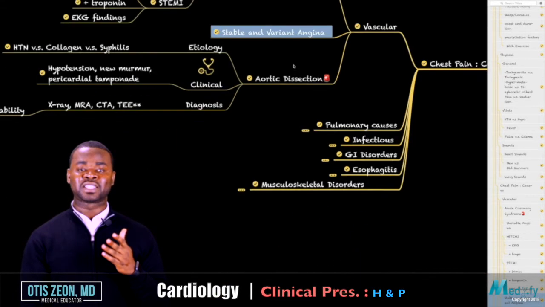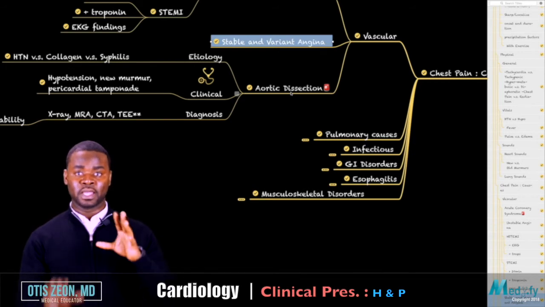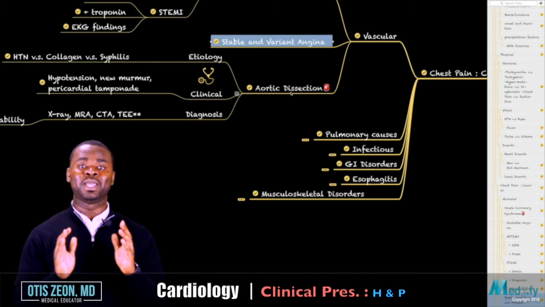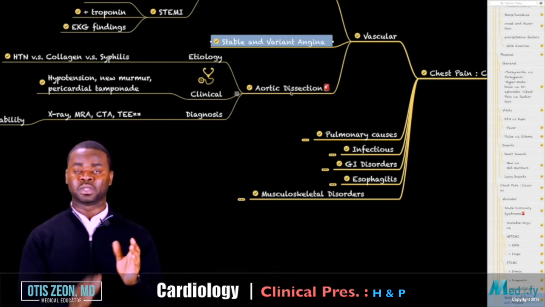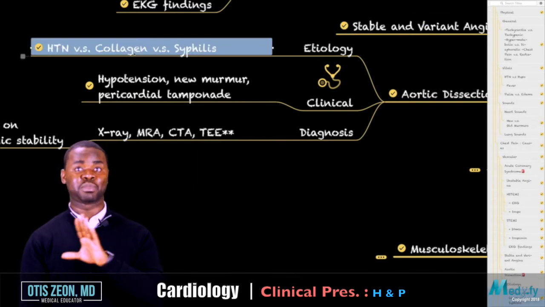Then another vascular cause that's very high yield, and we should give this a star, is aortic dissection. Again, remember, here we're just talking about clinical presentation of chest pain. We're not going into detail of the specific pathology. But let's talk about aortic dissection. The most common etiology of aortic dissection is hypertension.